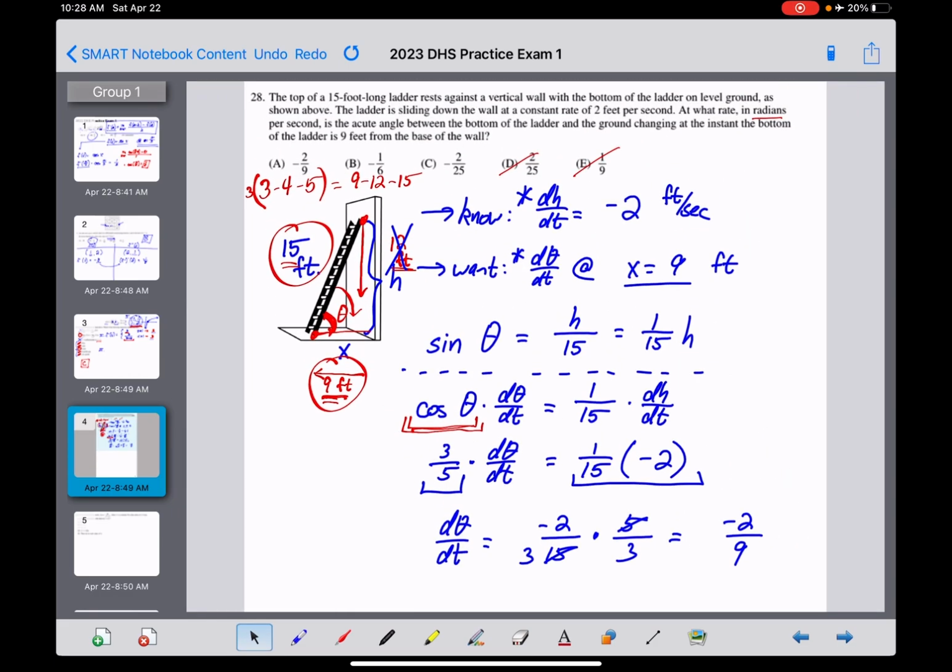Hopefully that is one of the options right there. It is, and it's A and 28. Yep, that is the right answer for that problem right there. So that's number 28, a good review of related rates.